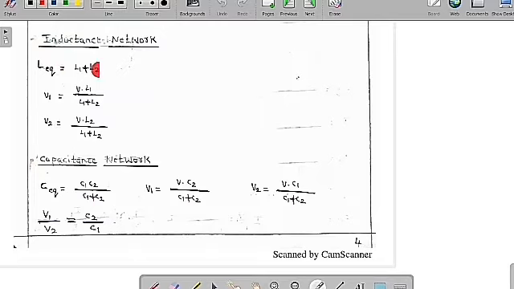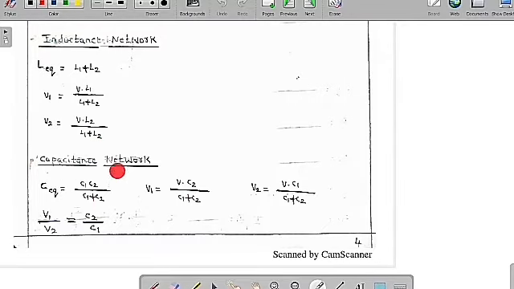Similarly, in an inductive network, whenever we connect two inductive elements in series, the net equivalent inductance is equal to the sum of the individual inductances, which is L1 plus L2. Whereas V1, the voltage drop across the first inductor, is V into L1 by L1 plus L2, and the voltage drop across the second inductor, V2, is V into L2 by L1 plus L2. So the format is the same as the previous resistive network.